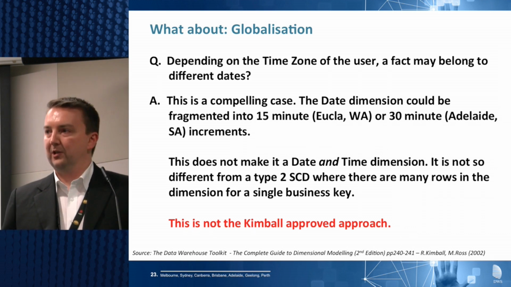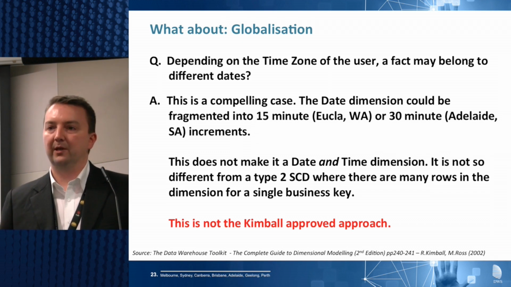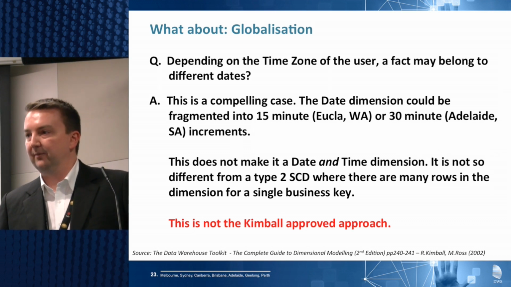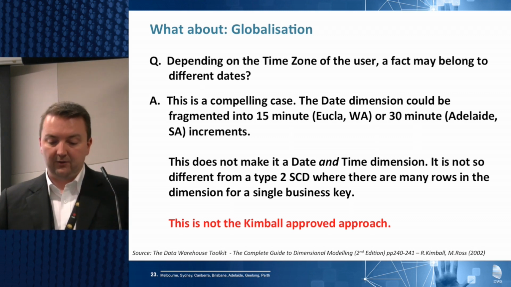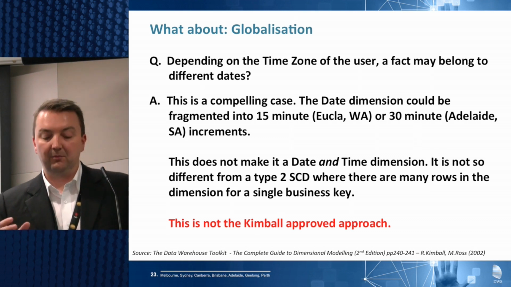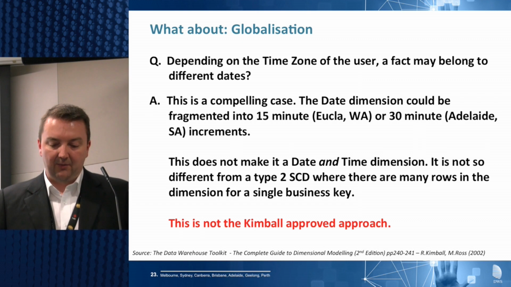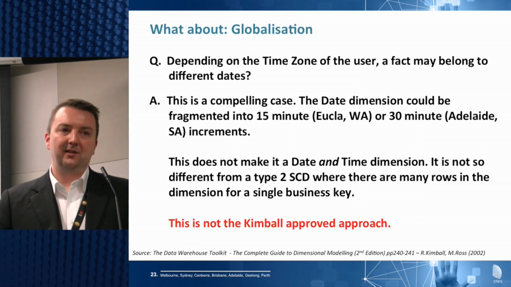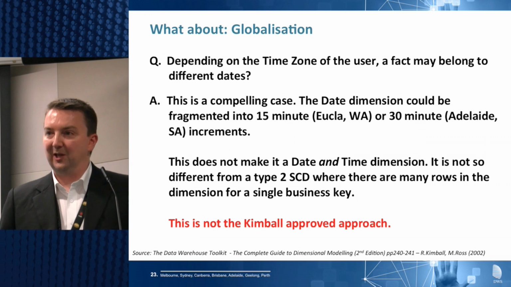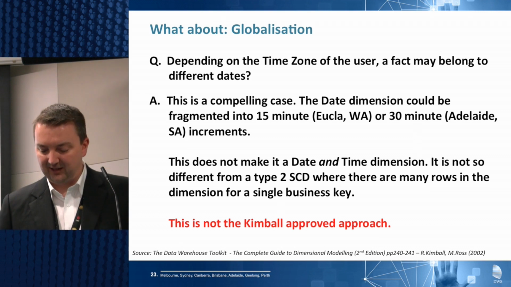It's like our type 2 slowly changing dimensions. We had multiple rows in our type 2 slowly changing dimension that represented the same product. Now we've got multiple rows in our date dimension that handle the same day. Okay? What we haven't solved here is how to actually roll up and display facts by the user's day in the user's time zone. Not something that I'm going to go into here, but suffice to say that I'm willing to concede that globalisation is a case where you would have more than one row per day in the date dimension.